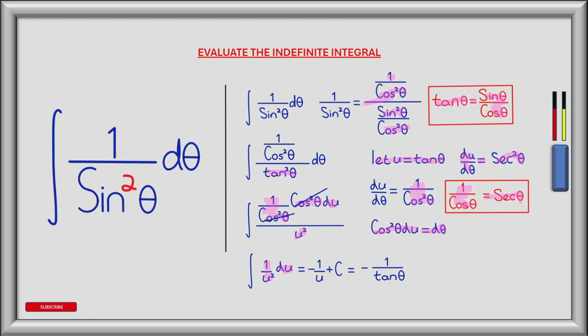Using the power rule to evaluate this, we have minus 1 divided by u plus a constant of integration. If we now substitute back in for u, we're left with minus 1 divided by tan θ plus a constant of integration, which is our final answer.